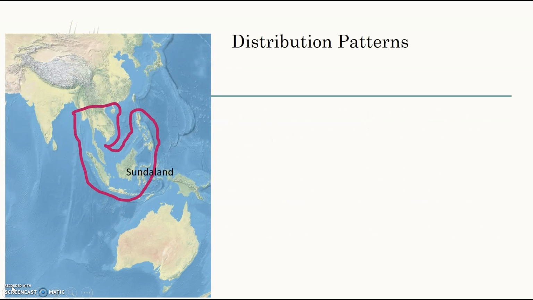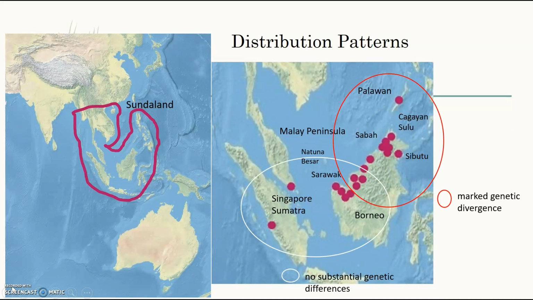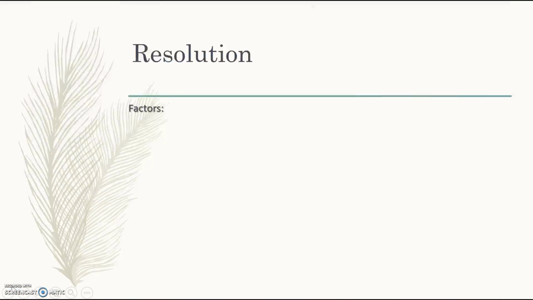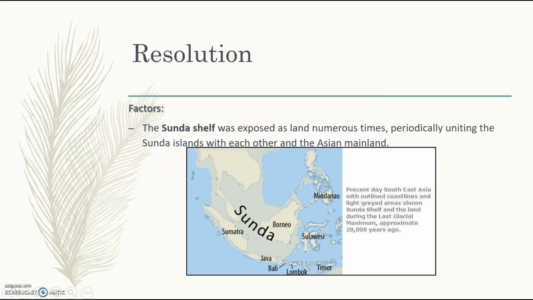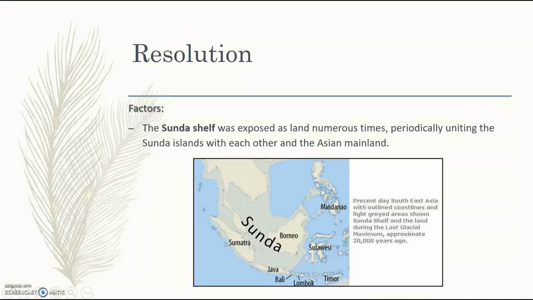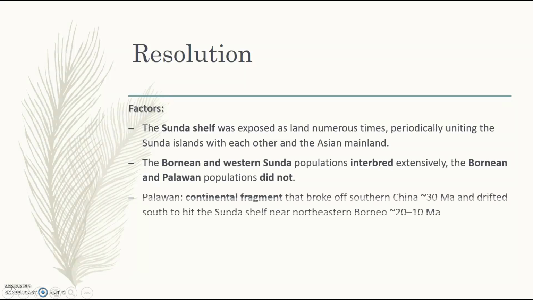So this is Sundaland, and this is the distribution pattern of the Rufous-tailed Tailorbird. In this area, there are no substantial genetic differences as stated in the problem, and in this area, there is marked genetic divergence. So, why does this happen? It occurs because the Sunda shelf was exposed as land numerous times. So the gray area is the Sunda shelf, and this caused them to connect, and Bornean and Western Sunda populations interbred, whereas the Bornean and Palawan populations did not.